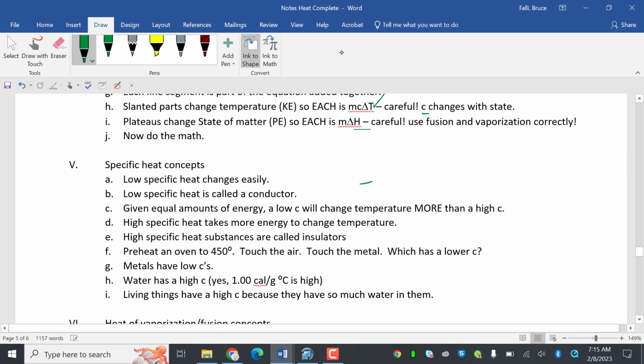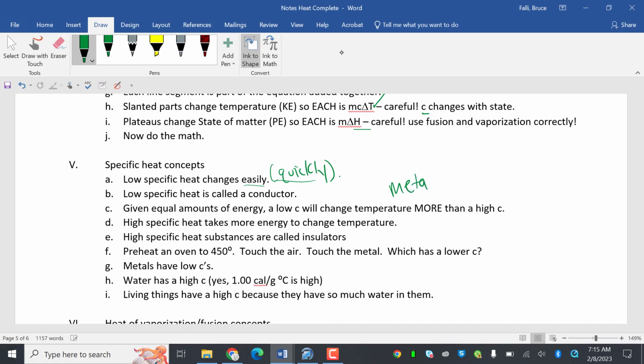All right, so now, specific heat concepts. Low specific heat changes heat easily, also quickly. Low specific heat is called a conductor because it changes heat quickly and easily. Given equal amounts of energy, a low C will change temperature more than a high C. So metals change temperature more. We use that. The delta T of metal is greater than grass.